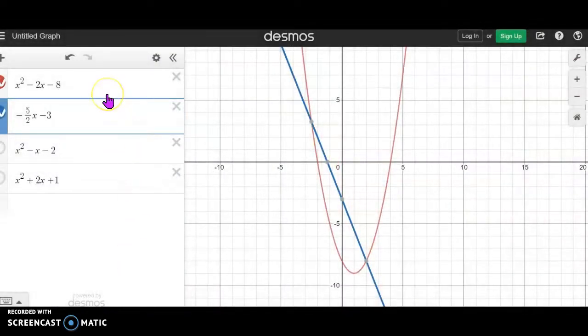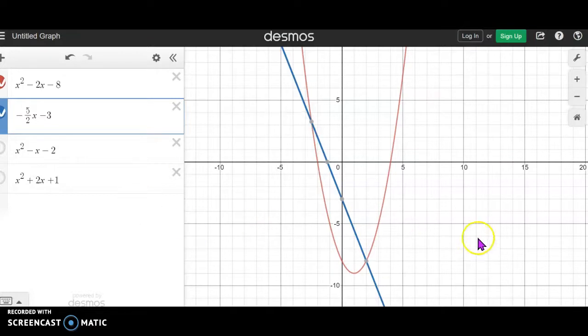Okay, so these two equations, y equals x squared minus 2x minus 8, and y equals 5 halves x minus 3. Here's what it looks like. And so we can see we had one of our answers correct, because we estimated 2, negative 8. And then the other one, we said negative 2, 2, but actually it's negative 2.5 and 3.25. So I'm going to write those answers on this piece of paper: negative 2.5, 3.25, and then positive 2, negative 8.